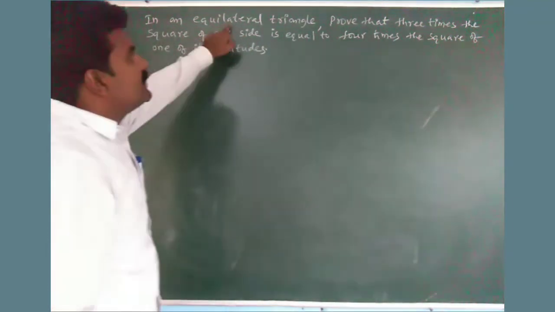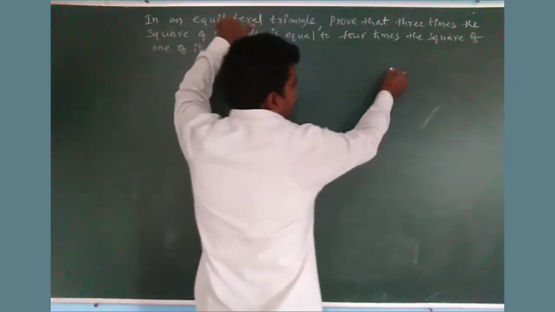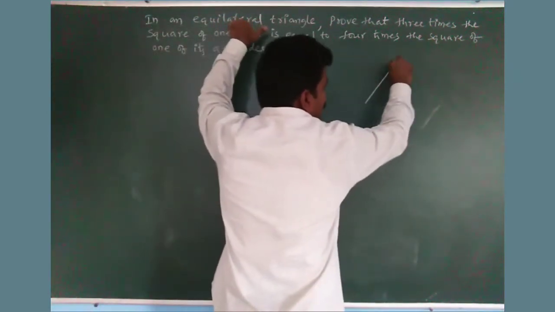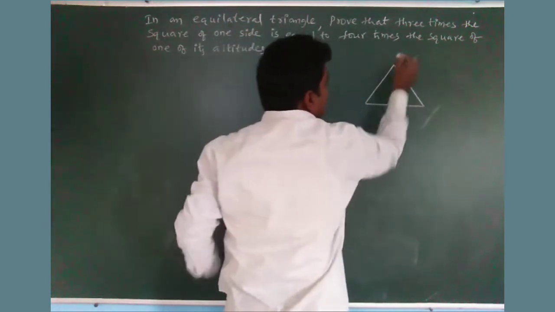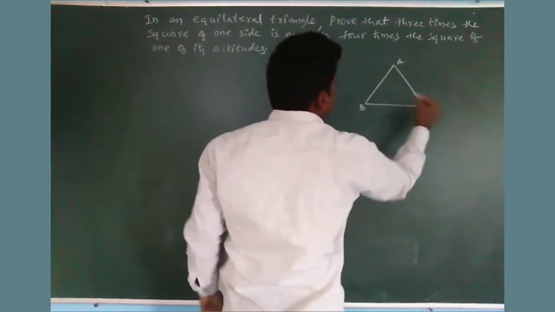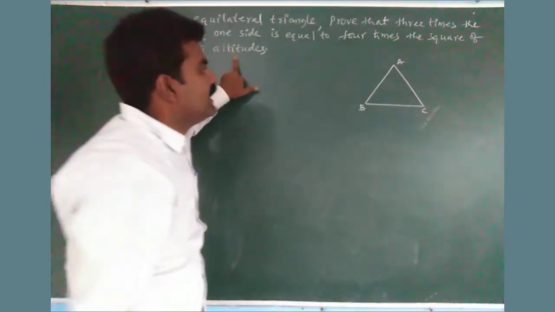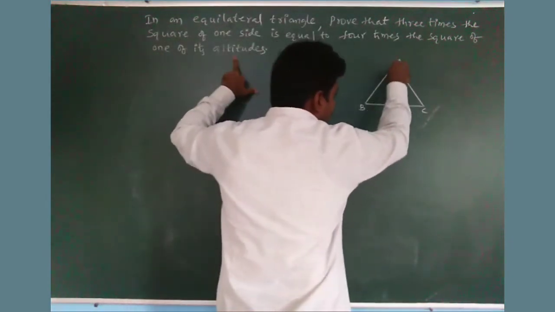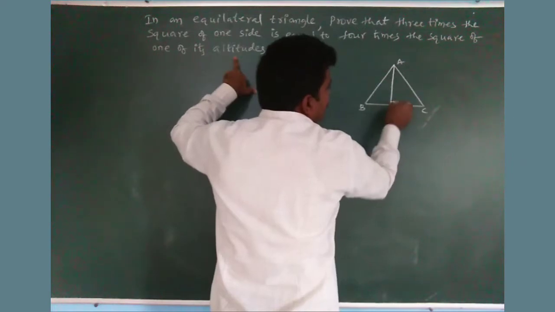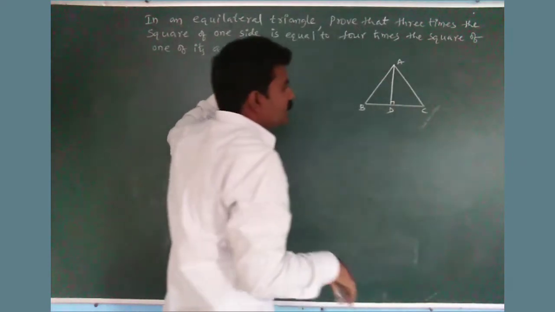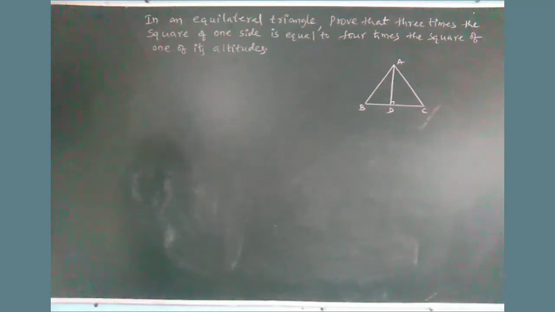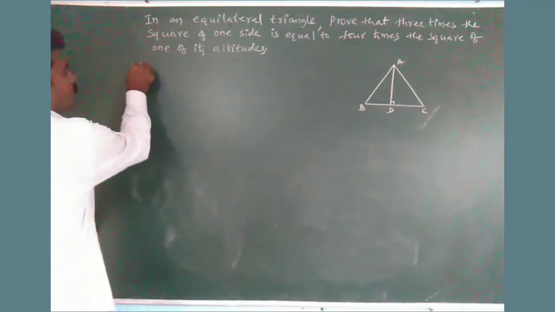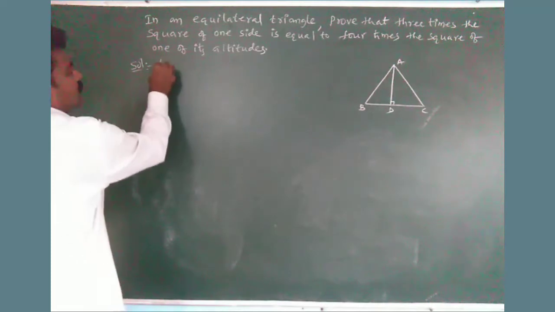So first of all, talking about the equilateral triangle, let it be the equilateral triangle ABC. And also talking about altitude, let AD be the altitude drawn through A.